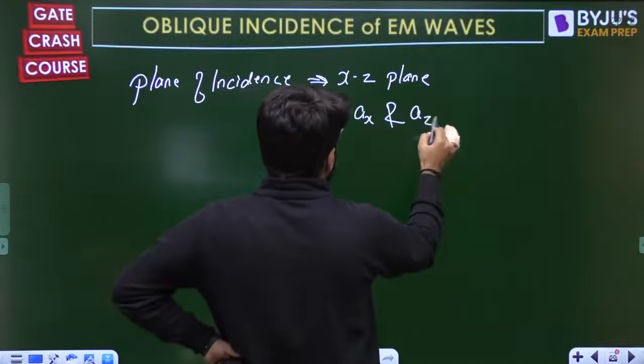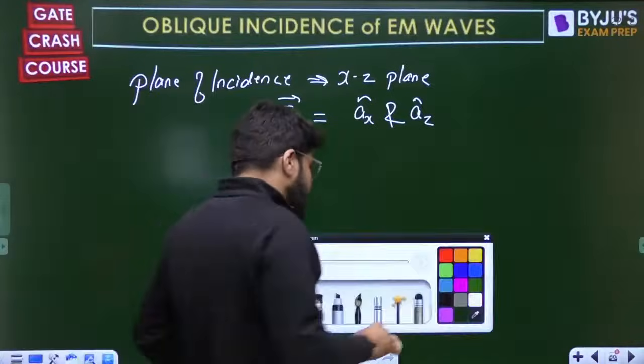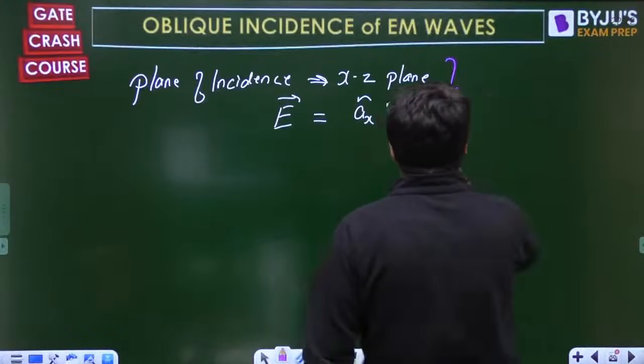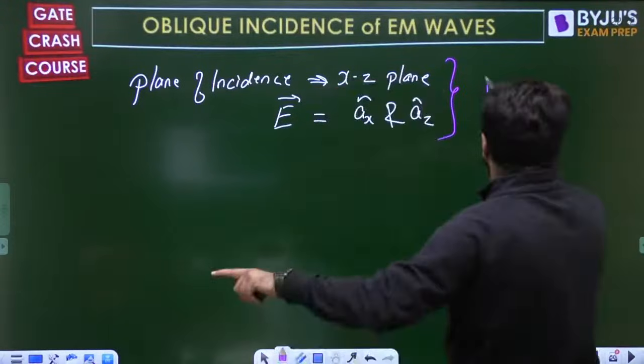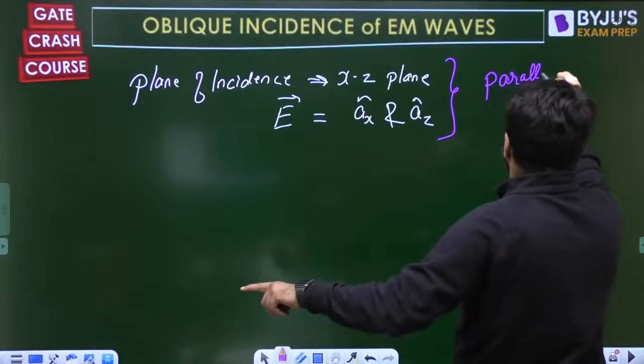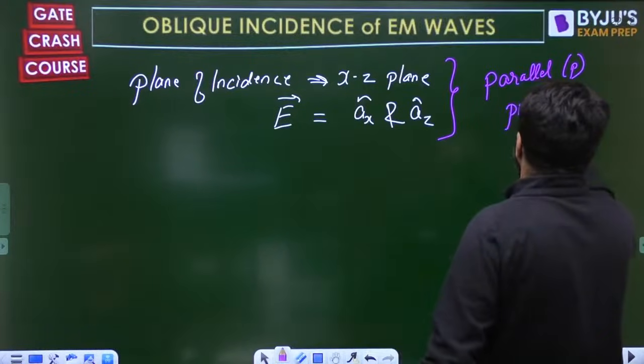It has two components. One is in the X, one is in the Z, but both are in the plane of incidence. So this is known as what case? The electric field is parallel to the plane of incidence. This is the parallel polarization. Everybody, parallel also known as the P. This is the parallel polarization.